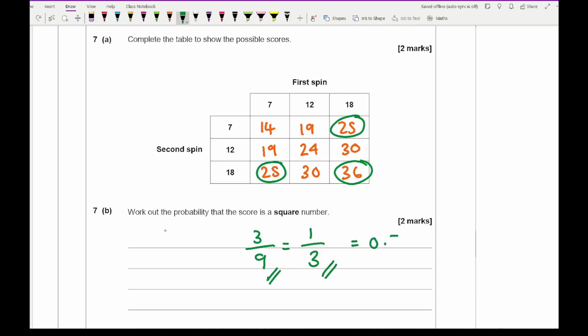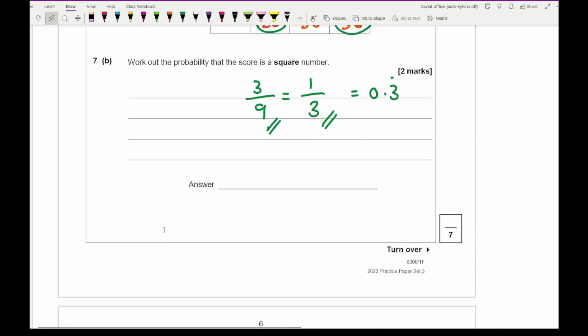You could even get away with writing it as a decimal, but just making sure that you are including that recurring symbol above the 3.